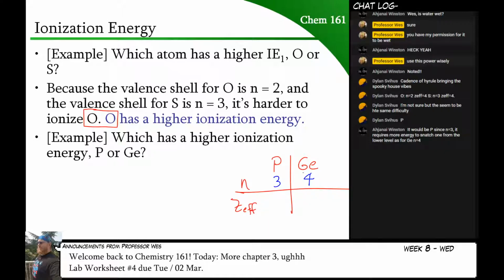If I calculate Z effective for phosphorus, you should get 5 plus, and for germanium, it's 4 plus. So if I look at these, I could label them. Okay, lower N is harder to pull from because those electrons are closer to the nucleus, so this is harder. And bigger Z effective is also harder because you're pulling against a bigger force. So there you go. Both facts point towards phosphorus being more difficult to ionize.